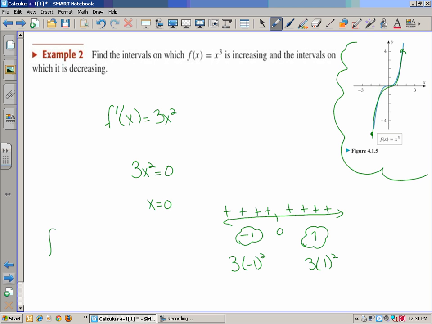That says that my function is increasing from negative infinity to infinity. And I'm talking about x values, right? I'm talking about x values.